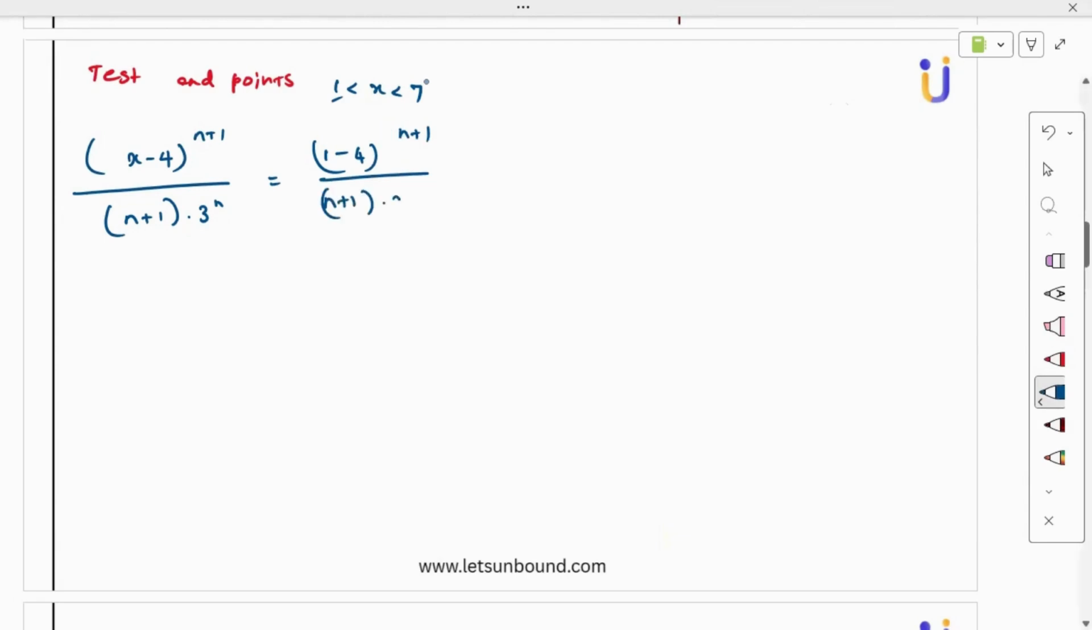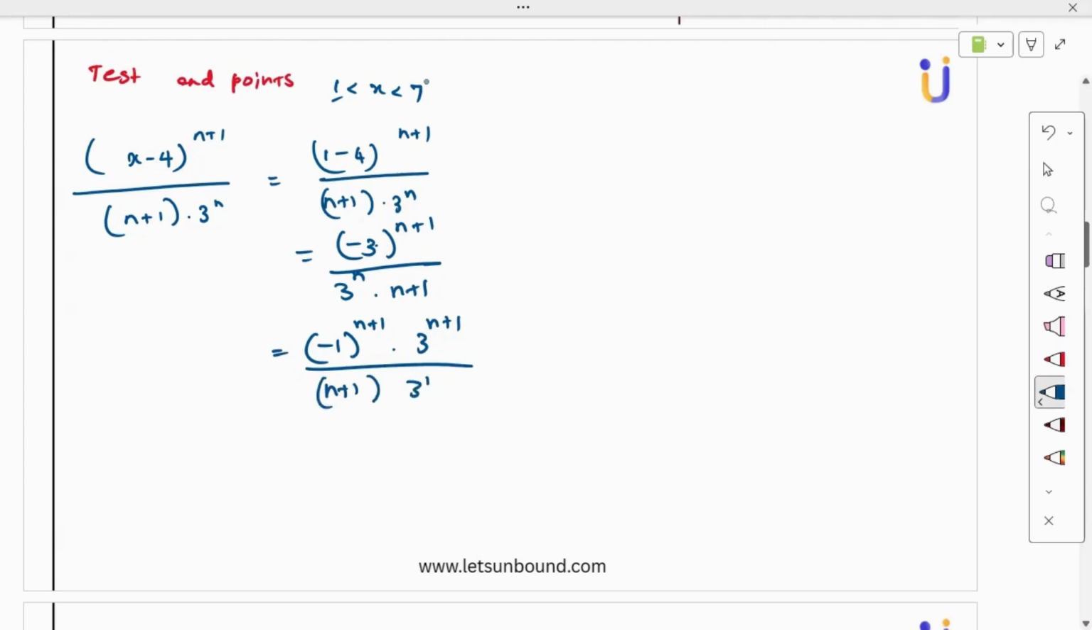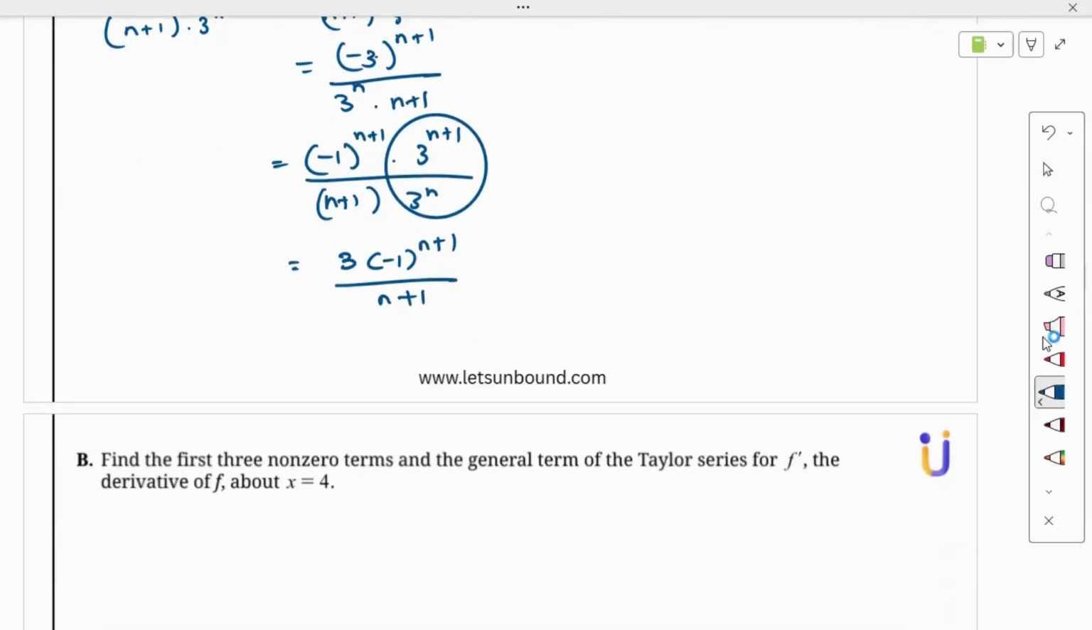n plus 1 into 3 power n, which is negative 3 whole power n plus 1 by 3 power n into n plus 1. So this negative 1 whole power n plus 1 you can take, and 3 power n plus 1, split the numerator like this. Then n plus 1 is 3n. This you can simplify and you will get 3 times negative 1 whole power n plus 1 by n plus 1. When you have negative 1 whole power n plus 1, it's an alternating series.